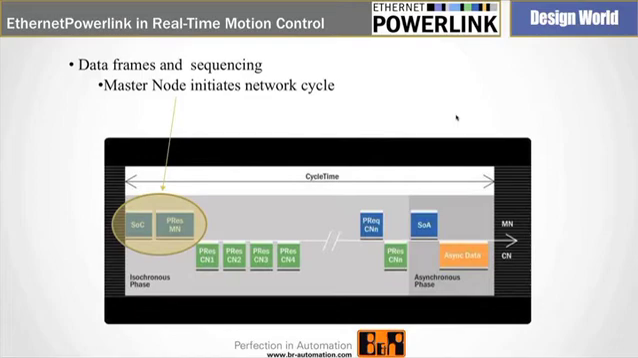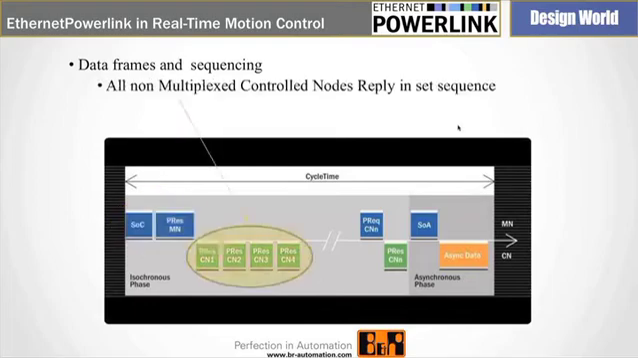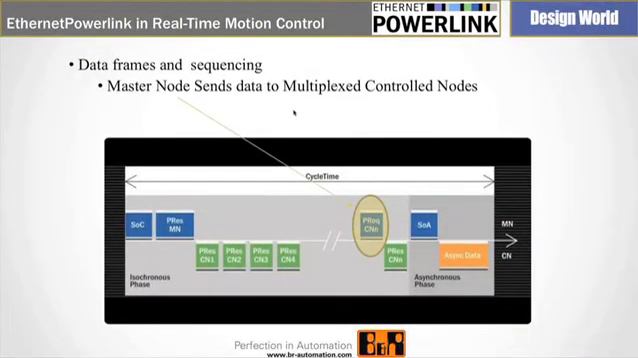So when the master sends out details, it sends out information about I/O for individual nodes. It sends out all of the data and speeds and set points maybe for individual drives, and then in sequence the standard cycle drives, we should see it change in a moment hopefully, there we go, the non-multiplex nodes reply in sequence, and then after they have replied, the master once again sends out a request to the multiplexed control nodes, and then they would reply in sequence.